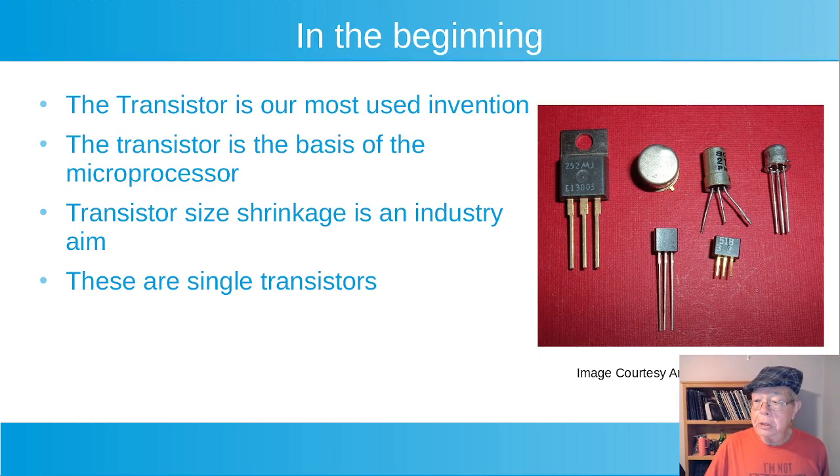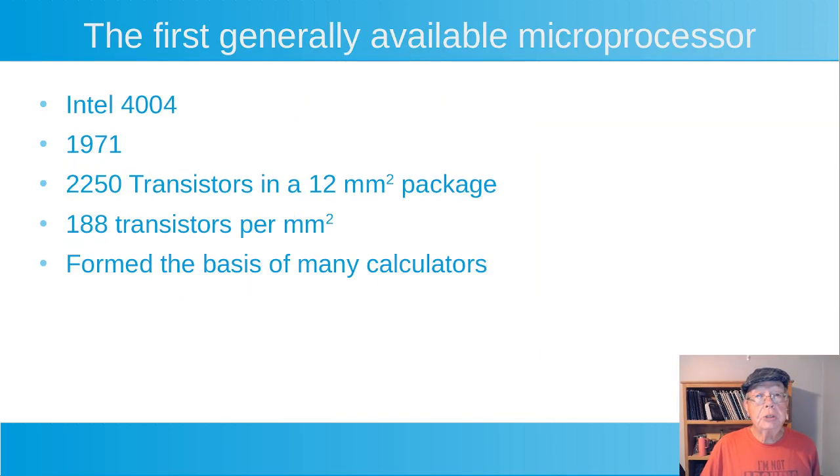But then we go forward to the first generally available microprocessor, the Intel 4004. It was produced in 1971. It had a grand total of 2,250 transistors. And note that we can actually count this fairly accurately, at least at this stage. This was in a 12 square millimeter package, and it had 188 transistors per square millimeter.